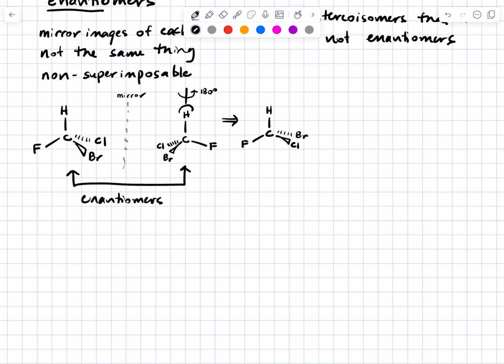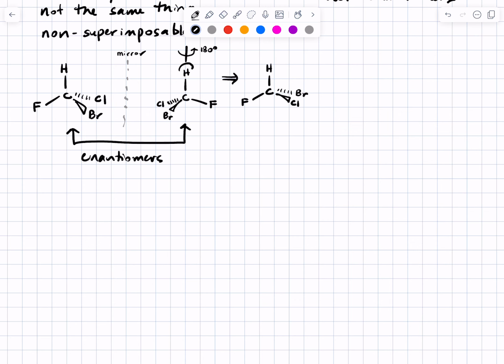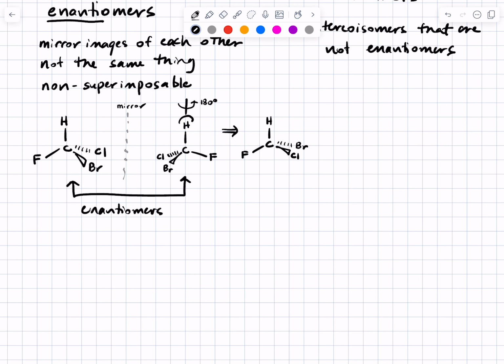Now, I told you enantiomer is a relational term. It describes that two molecules are mirror images of each other but are not the same thing. But that property of not being the same thing as your mirror image is an individual property. And we have a different word for that in organic chemistry, and that word is chirality. So a molecule that is chiral is a molecule that is not the same as its mirror image.